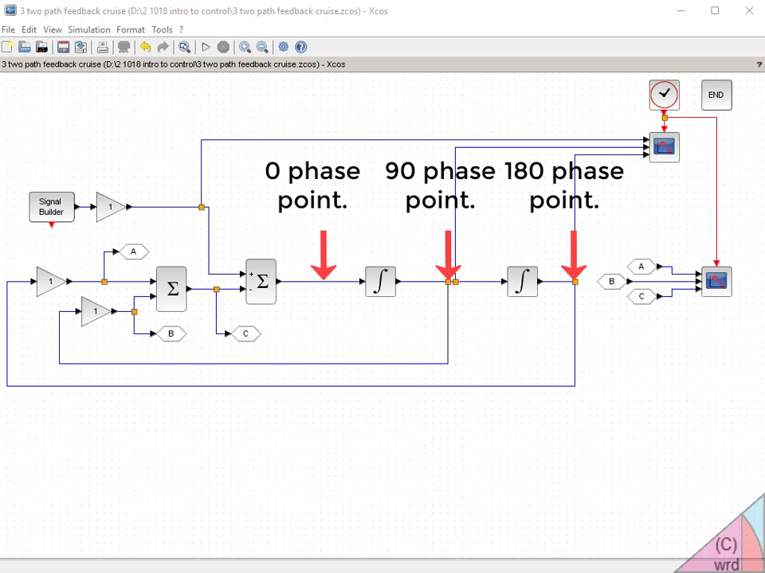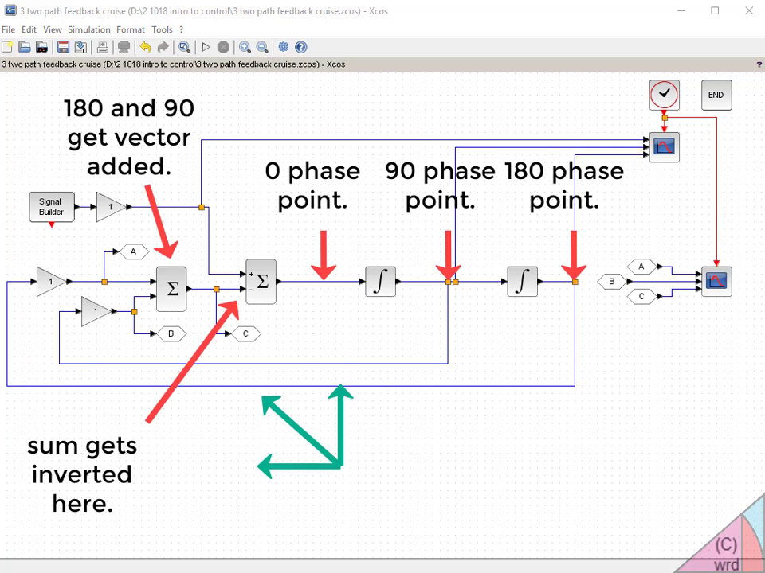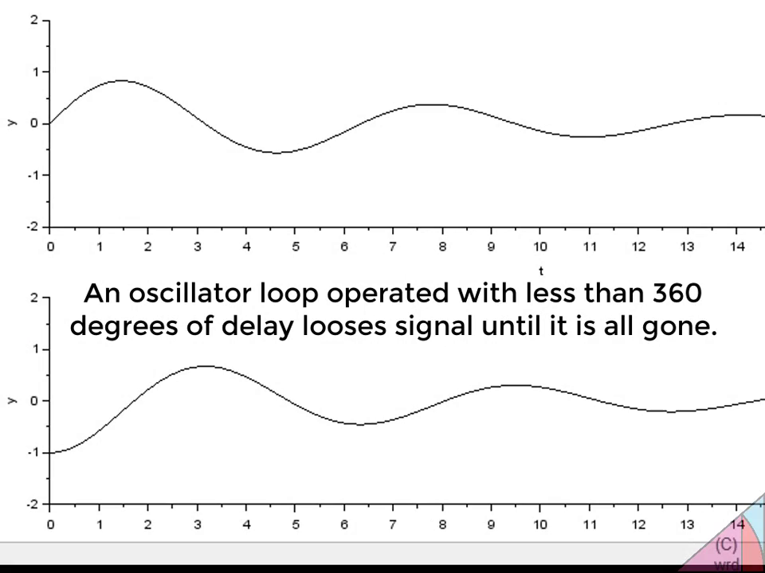With the first account feedback path back on, we sum equal amounts of 90 and 180, and get a vector of 135 degrees. We invert this and it becomes 315 degrees. 315 applied to the point in the chain that expects 0 or 360 is very frustrating to an oscillator. It causes the loss of a big percent of signal amplitude each cycle. Soon there is nothing to see.